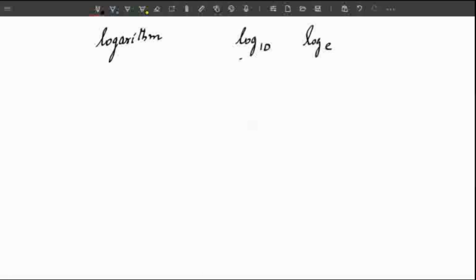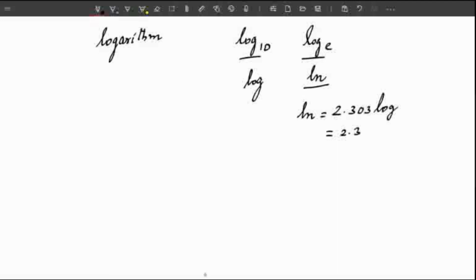And we will differentiate these two. If you write simply as log, it indicates the common logarithm. Instead, if you write as ln, it is called the natural logarithm. What is the relationship between these two? The ln is equal to 2.303 into common logarithm. Whatever the number, you get the common logarithm and multiply it by 2.3, and you will get the value for this.